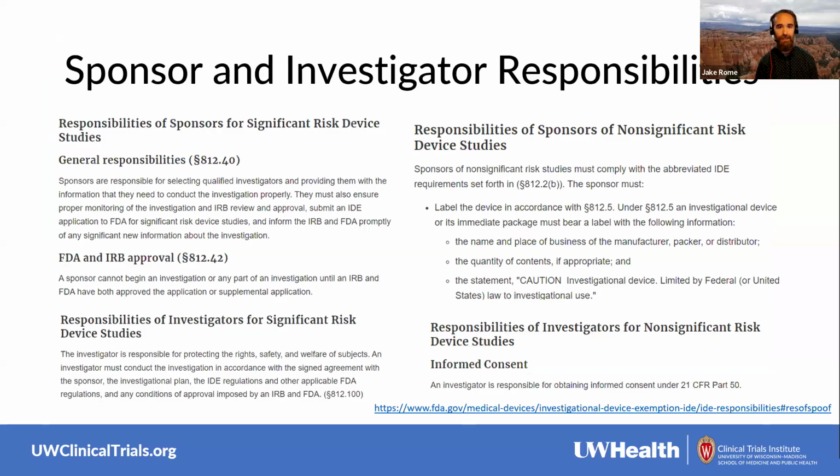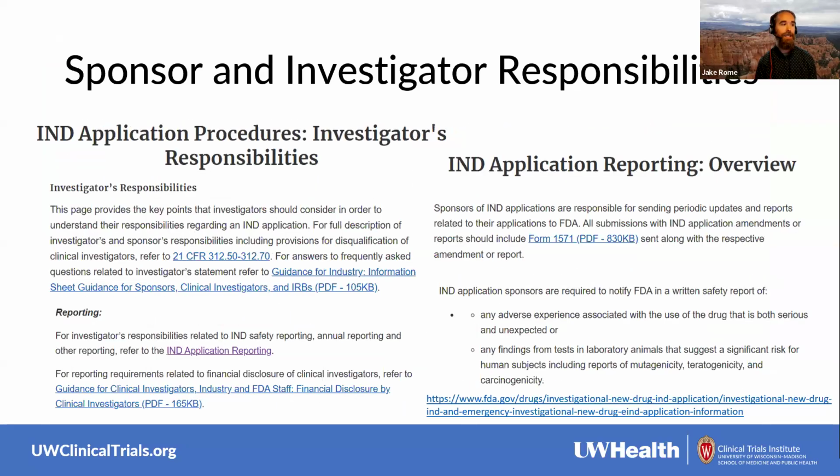There are links here to details about device studies. Similarly, similar things apply to the drug requirements. There are specific responsibilities laid out in 21 CFR 312 for investigators and separate requirements for sponsors. So if you have an IND, you're going to want to look through those because there are things like, as an investigator, you're required to report significant adverse events to a sponsor within 24 hours.